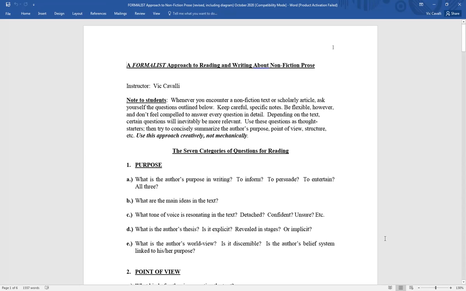Now, in this section of the course, in this lecture, I'd like to concentrate on how we analyze other people's arguments. The best way to do that is to use what's called a formalist approach.